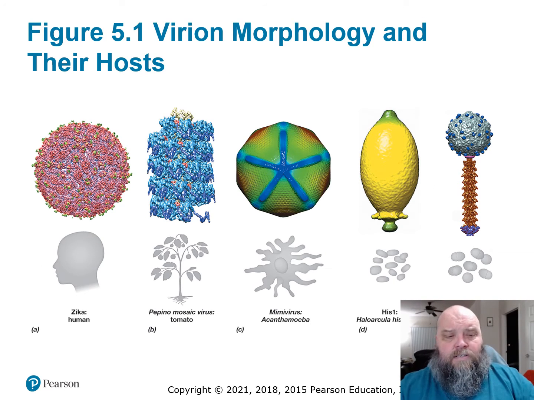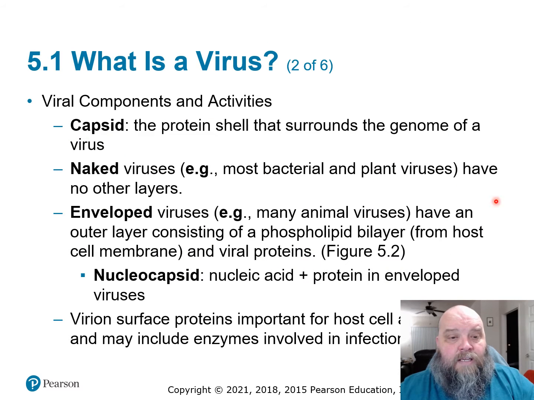And the viruses, they come in all shapes and sizes. Here you have the Zika virus to the far left. You have the mosaic virus, the tobacco mosaic virus. It's got this helical pattern going on. You've got this weird shaped amoeba virus, and so on and so forth. Just different shapes, different host cells that they will infect.